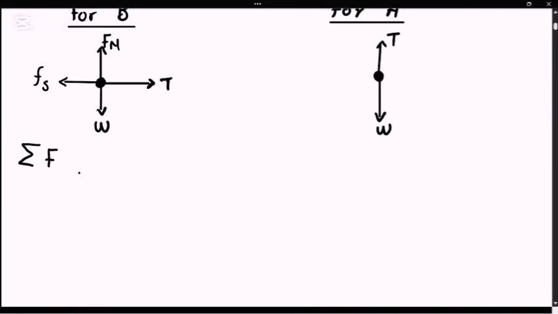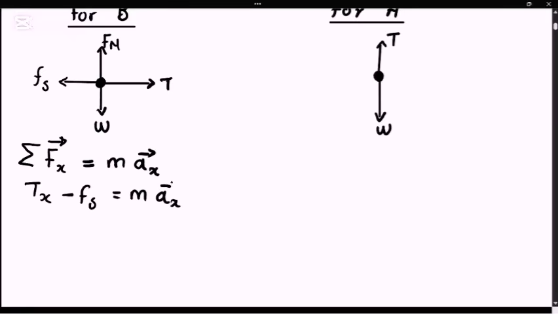So F net for object B will be written as the sum of all the forces along the x-axis, which will be equal to the mass multiplied by the acceleration in the x-axis. But why along the x-axis? Because we assume that object B is moving horizontally. So the sum of all the forces along x will be your tension along x minus your static friction, which is equal to m times your acceleration along the x-axis.